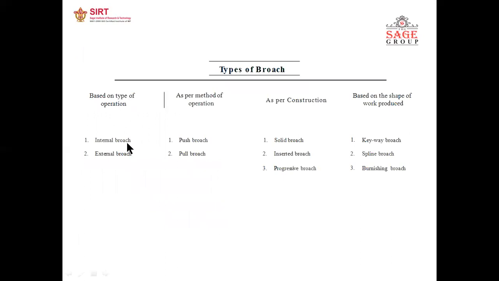These are the types of broach. Based on the type of operation: internal and external, as we discussed earlier. As per the method of operation: push broach or pull broach. When the operation is completed by pushing the broach into the specimen, it is called a push broach. When we pull the broach through the material, it is called a pull broach operation. By construction: solid broach, inserted broach, progressive broach. By shape of the work produced: keyway broach, spline broach, and burnishing broach.